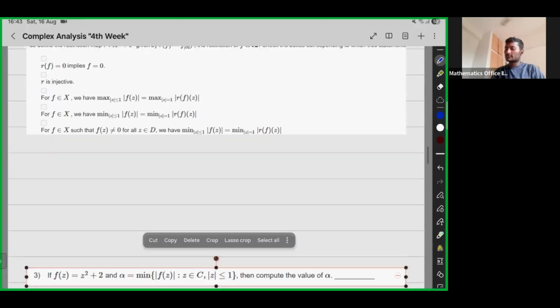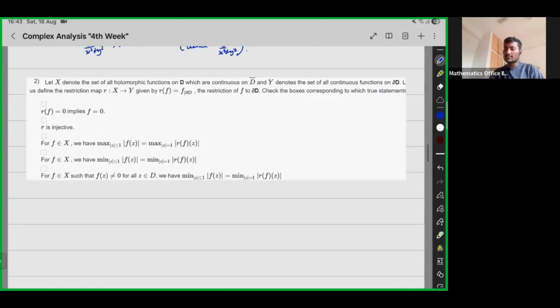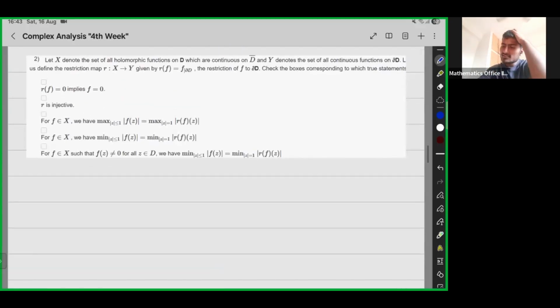Okay, so let's see the next question. The set of all harmonic functions on D is given by X, which are continuous on the boundary of D. Sorry, which are continuous on the whole of D and its boundary also. In that set, it is continuous. Y denotes the set of all continuous functions on the boundary.